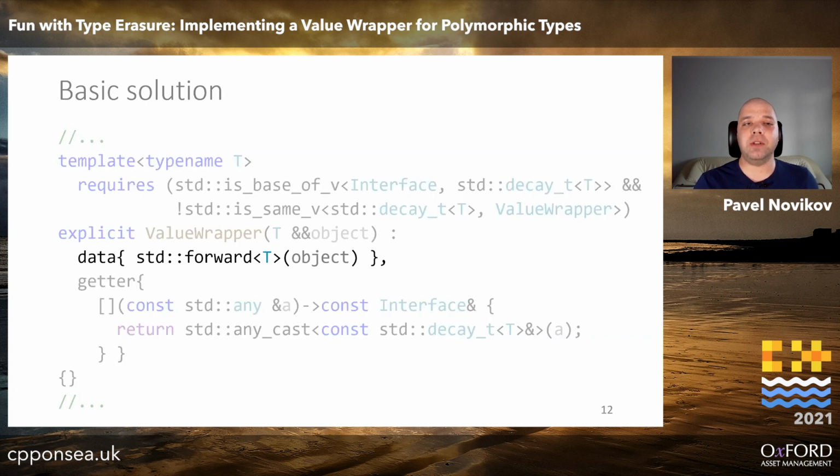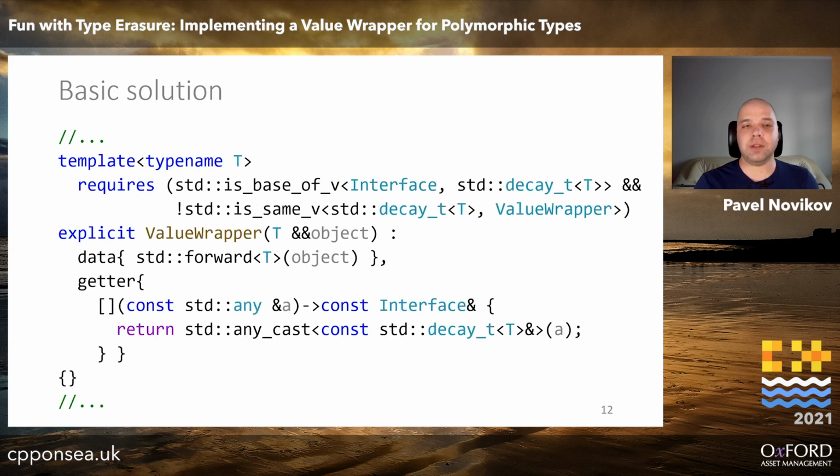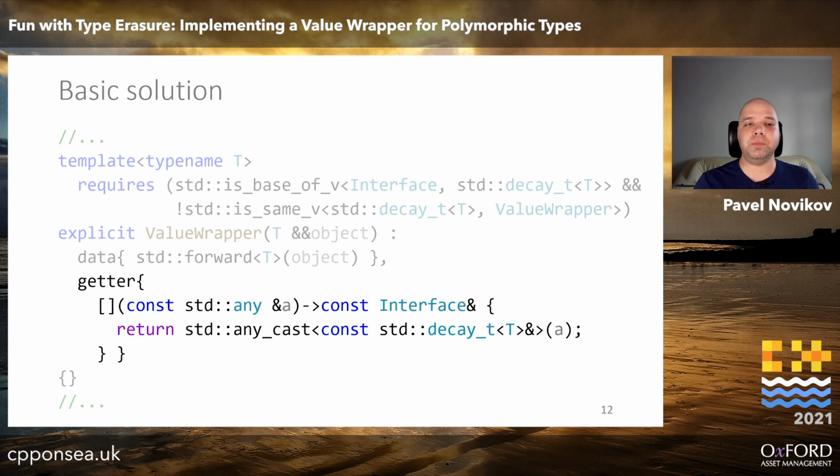We construct the object in the storage itself by forwarding the value, and the next is initialization of the getter pointer to function. We initialize it with this lambda that receives reference to any, and using any_cast, we retrieve a reference to the underlying object from that storage.